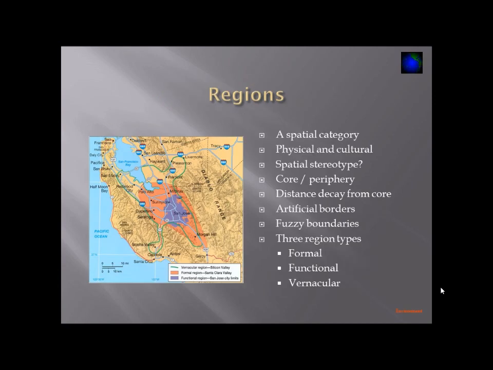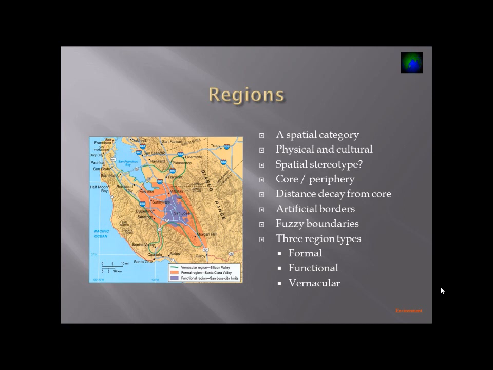What's a region? It's a spatial category. It could be physical or cultural. It's sort of a spatial stereotype, if you will. So it's describing a bunch of folks by a few different characteristics. It has a core and a periphery. The core is the center, the periphery is the outside of the center. There is distance decay from the core, meaning that the traits you're studying are most dense in the core area and least dense as you move away from that core area until they don't exist anymore.